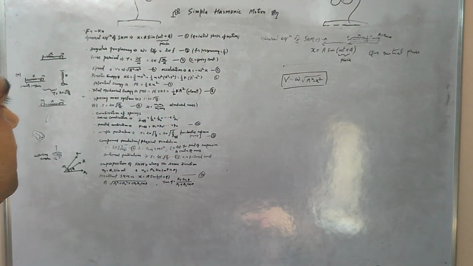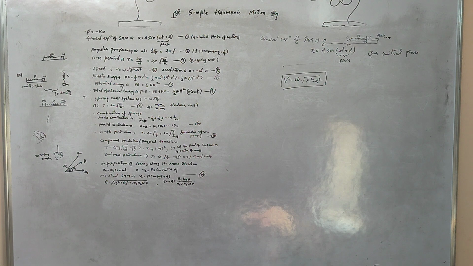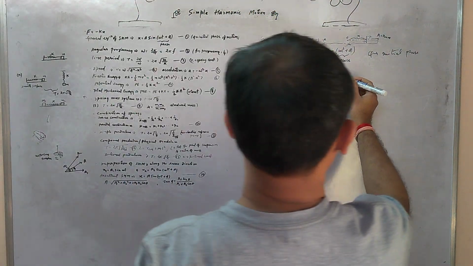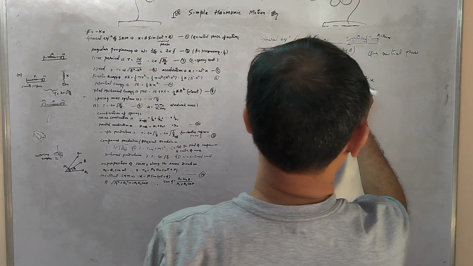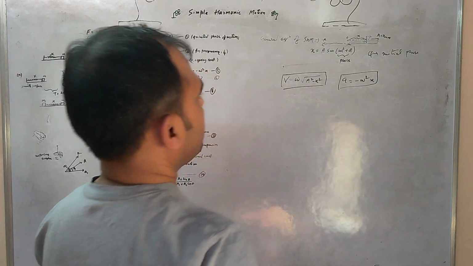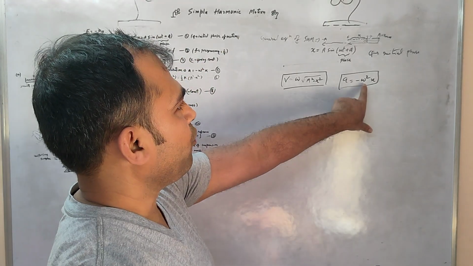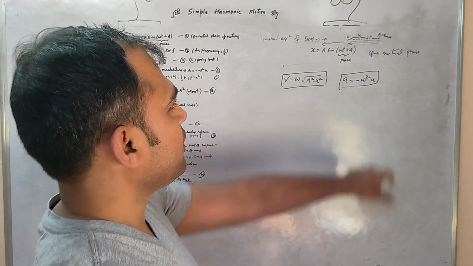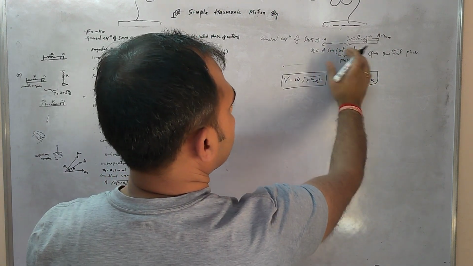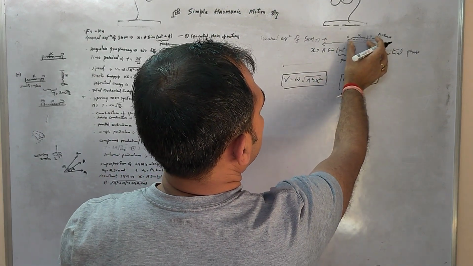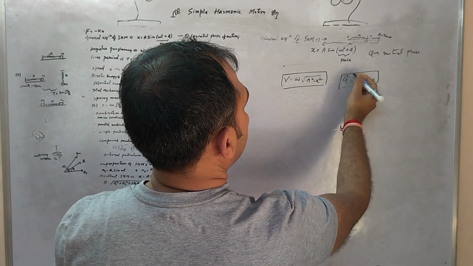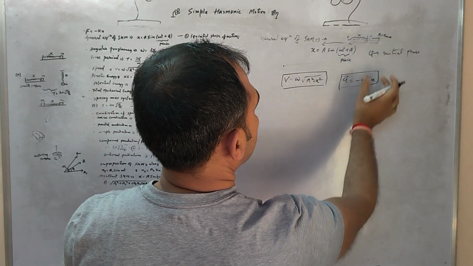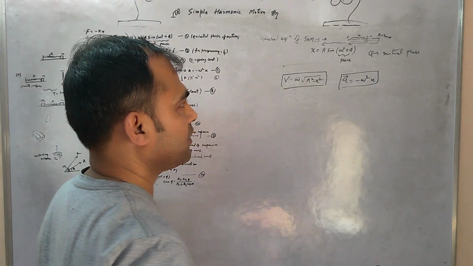So this is the speed, and acceleration will be minus omega square x. Again, omega is the angular velocity, and x is the distance of this point. So acceleration at any particular point at distance x will be minus omega square x.